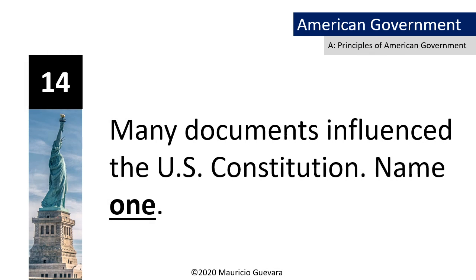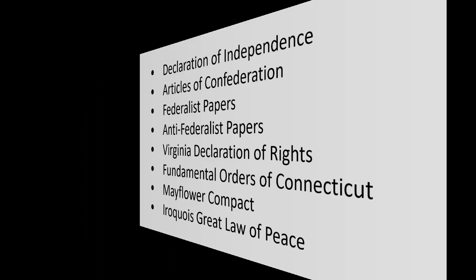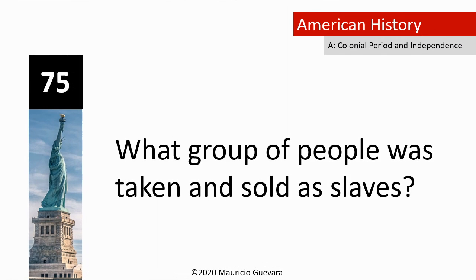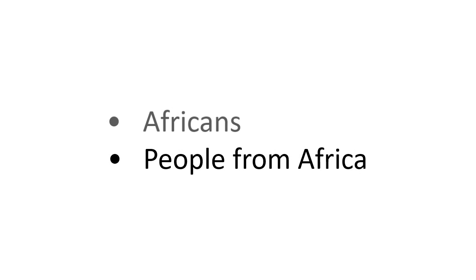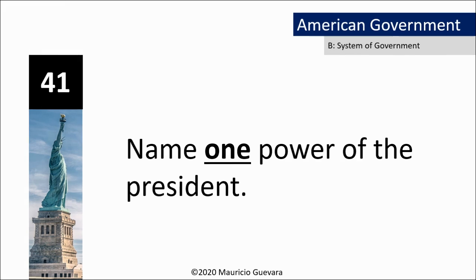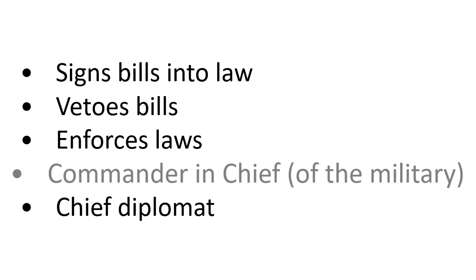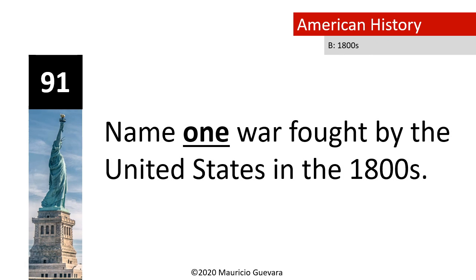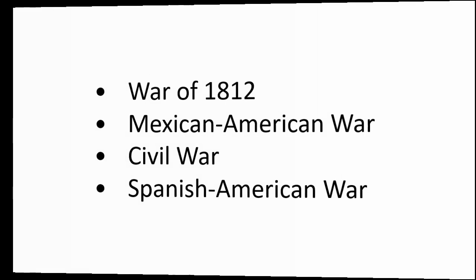Many documents influenced the U.S. Constitution. Name one. Declaration of Independence. What group of people was taken to America and sold as slaves? Africans. Name one power of the president. Commander-in-Chief. Name one war fought by the United States in the 1800s. Civil War.